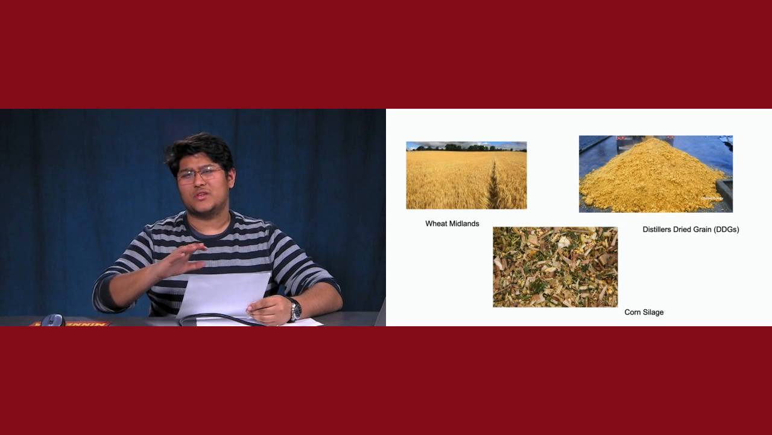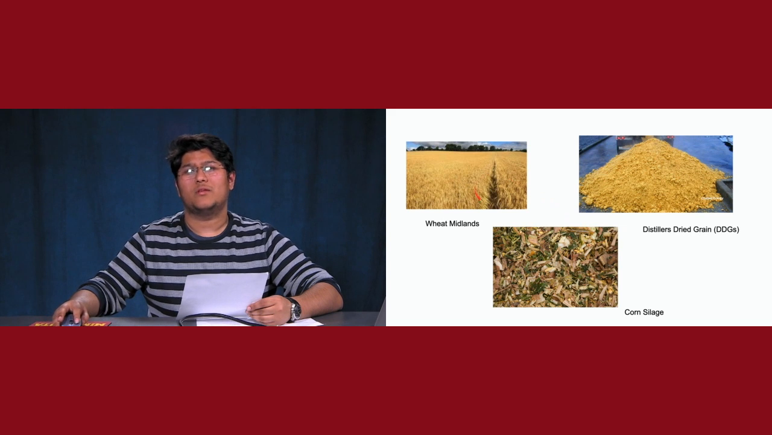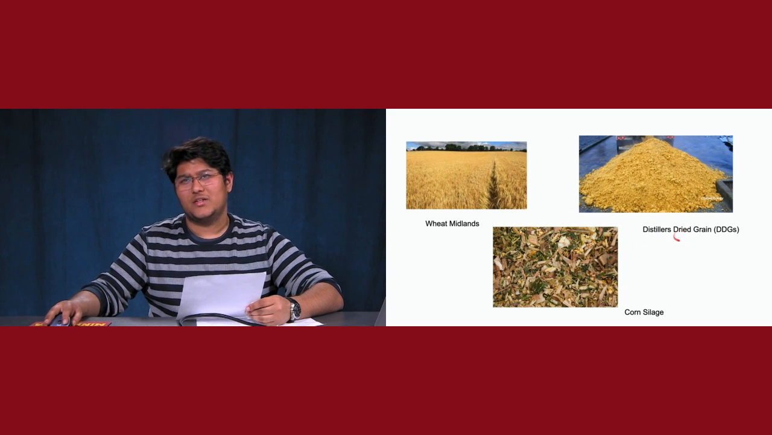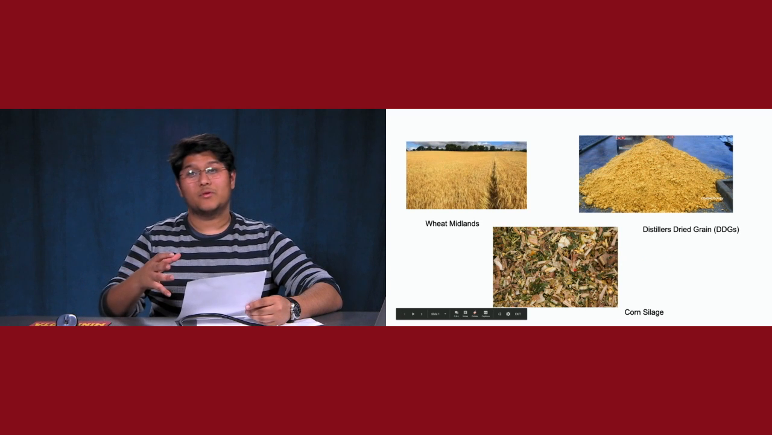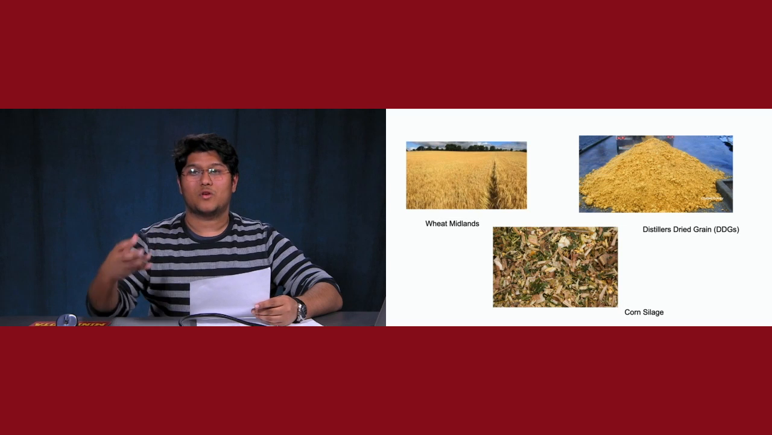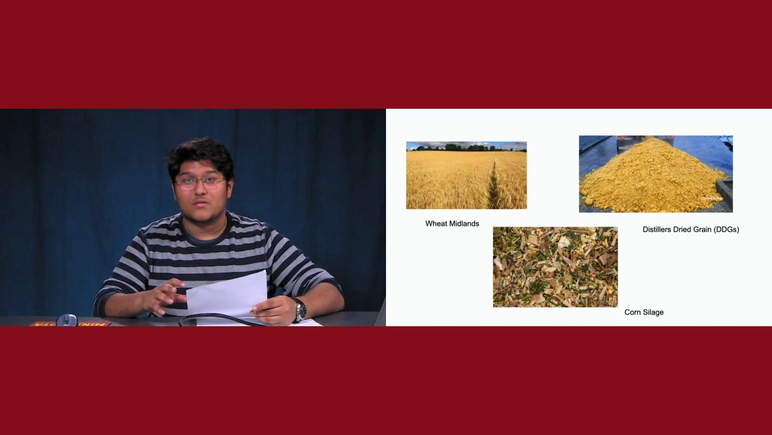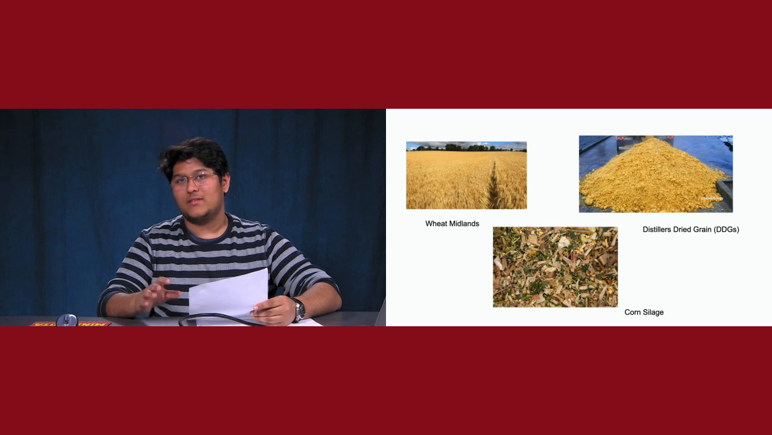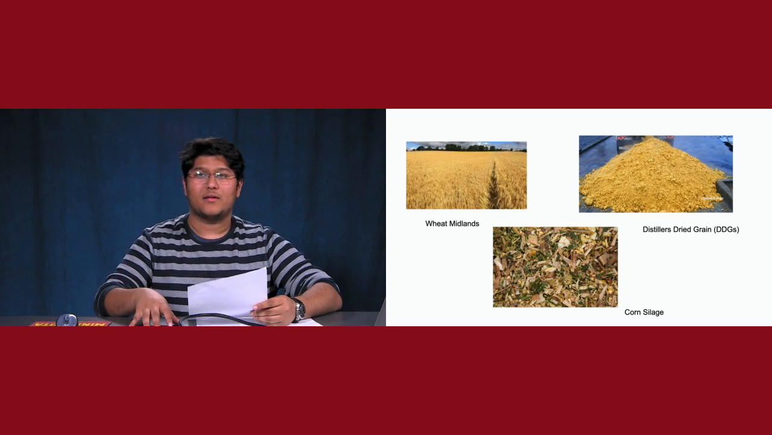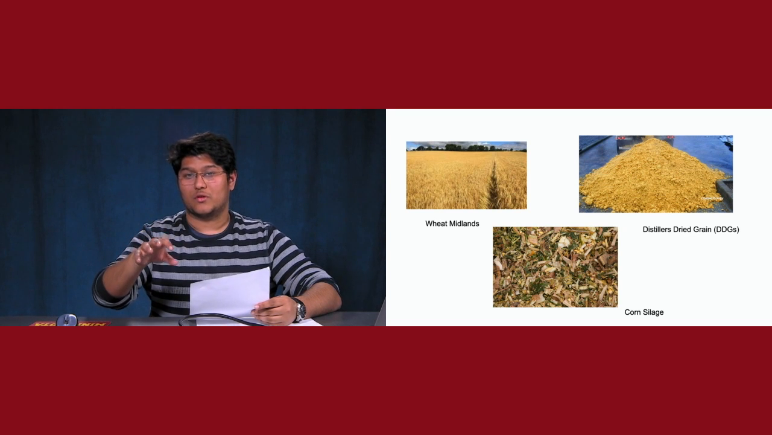Now, let me explain to you simply what an input is. An input, in our case, would be something like wheat middlings or DDGs, distillers dried grains, or corn silage. These are essentially inputs, or ingredients, that'll be mixed together to produce the final product. That's why they're called inputs, because they are used in the production process. So let's see how we can find the minimum cost by entering this data into the computer.